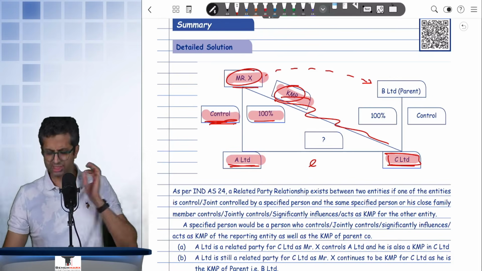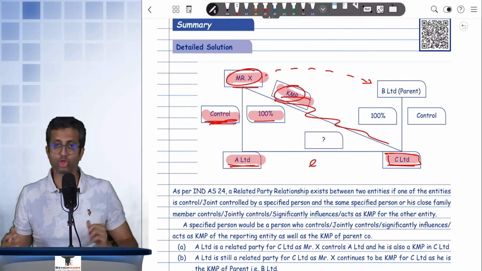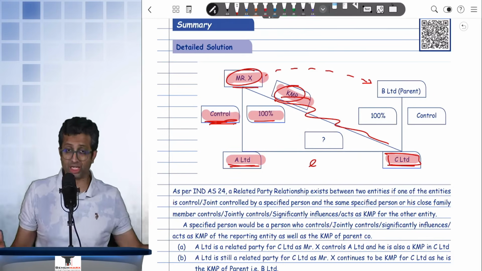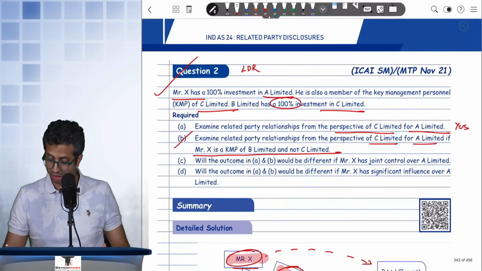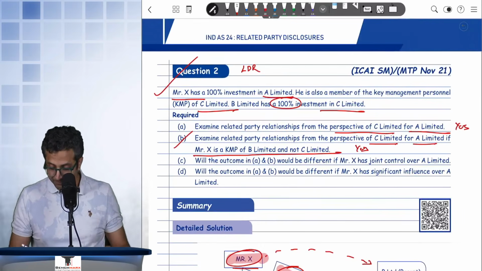Yes. And hence even in the second case, because Mr. X is a KMP of the parent entity, they will also be treated as a KMP of C. That same Mr. X is having control over A, and hence will there still be a related party relationship? Yes, there would still be a related party relationship in the second case.